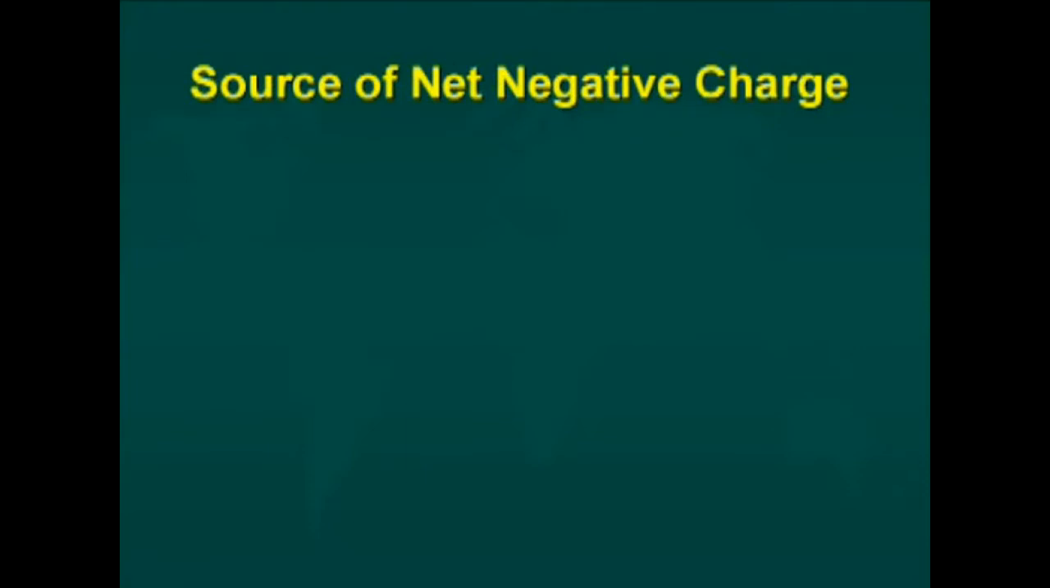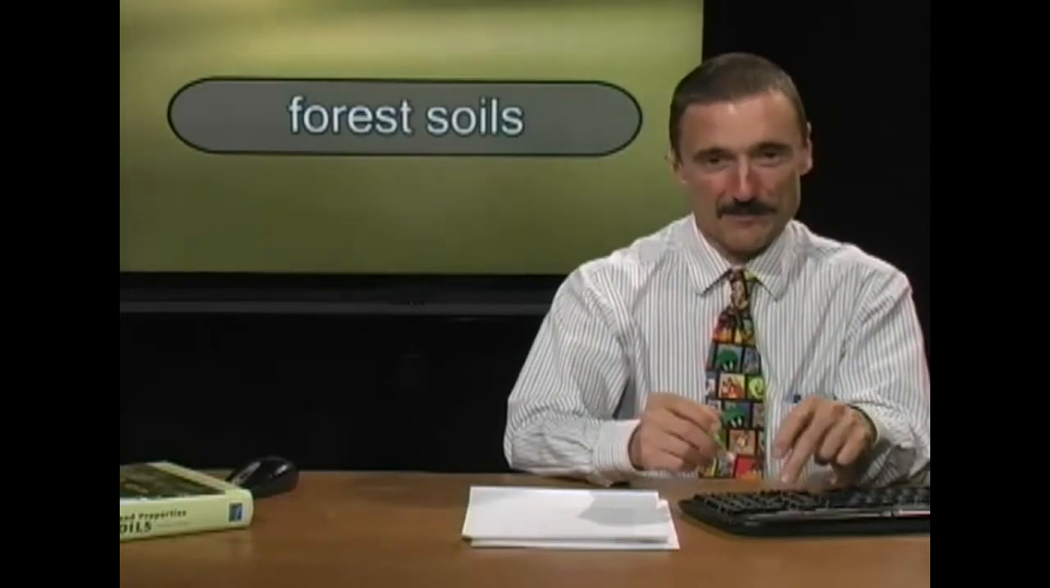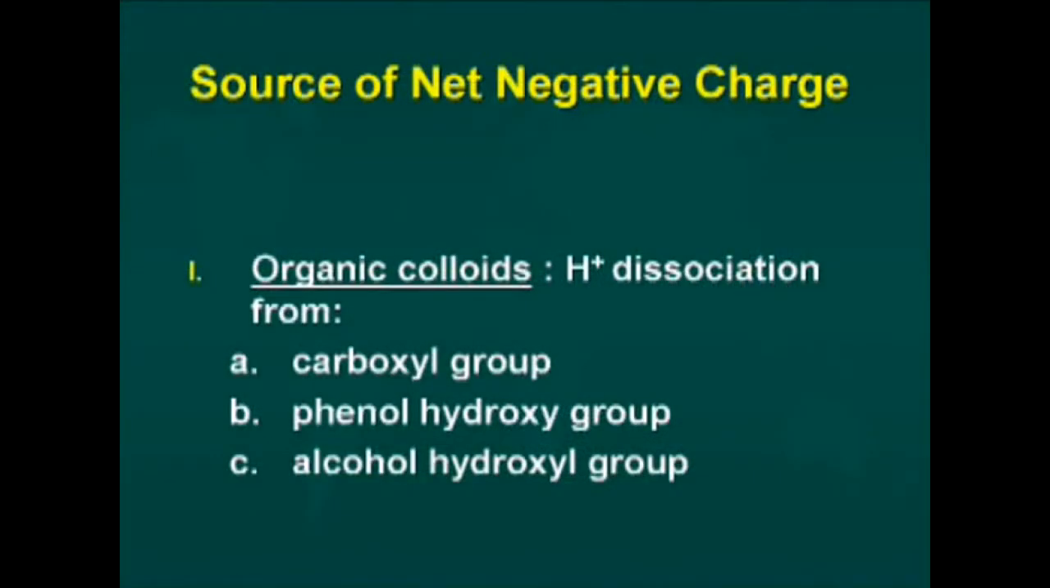Now we have two different colloid groups, and we have to talk about where the net negative charge comes from. So recall we said that each of these colloids expresses a net negative charge at the surface. And the mechanism is different for organic than the mineral colloids. And so I think I start with the organic ones actually. So where does this net negative charge come from? In organic colloids, it originates from the dissociation of hydrogen, H+. And there are three groups, and you'll need to know these. There's a carboxyl group, a phenyl hydroxy group, and an alcohol hydroxyl group. These are the three, so to speak, working ends of these organic molecules, these colloids. And we'll look at them individually.